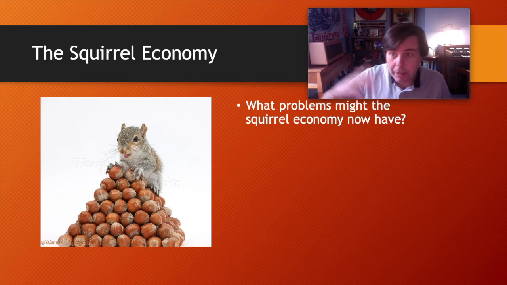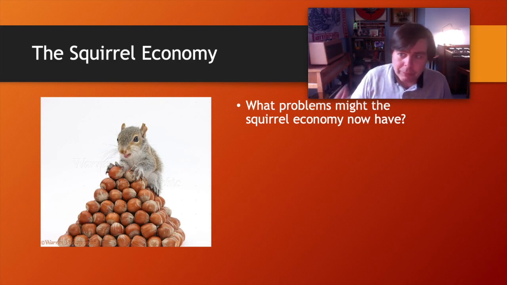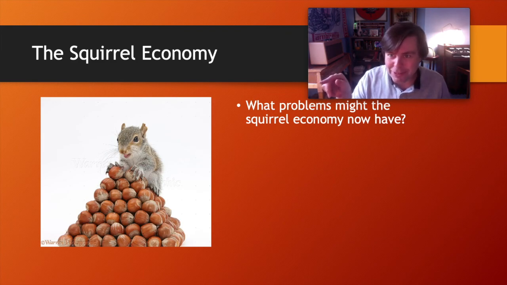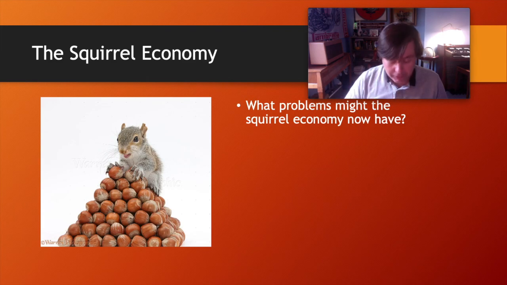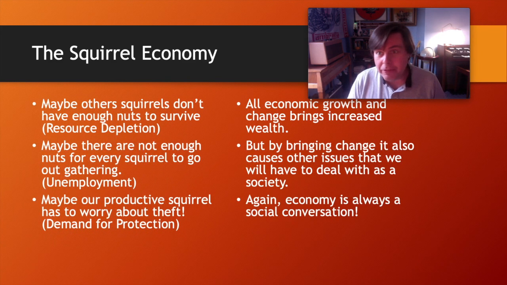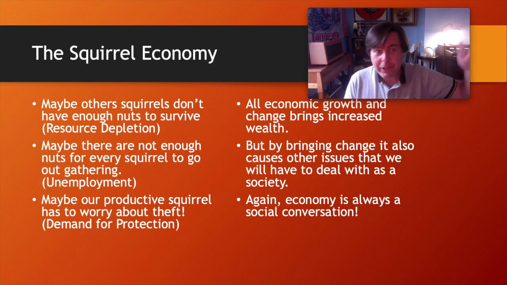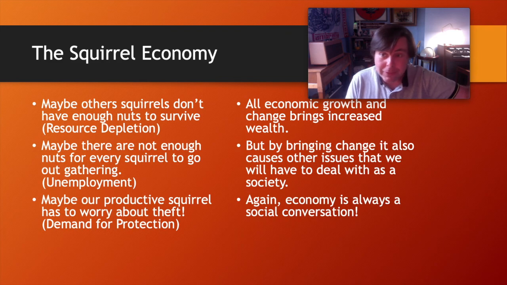All right, but back to our story. Now that this squirrel has become more productive, has more real material wealth, what other problems might they have? So it's a big pile. So pause this and think: what problems might they have? All right. Maybe other squirrels don't have enough nuts to survive. So one squirrel's so good at gathering nuts that there's no extra nuts left around for other squirrels. Well, that's resource depletion. See that in modern societies. That's the story right there.